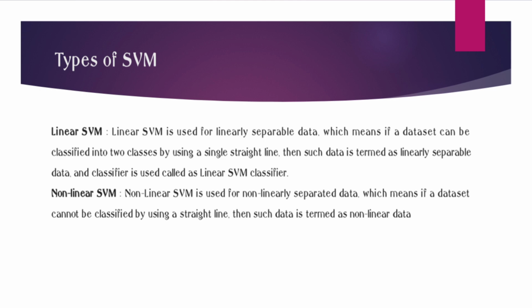Types of support vector machine: linear support vector machine and non-linear support vector machine. Linear support vector machine is used for linearly separable data, which means if a data set can be classified into two classes by a single straight line, then such data is termed linearly separable data, and the classifier is called a linear SVM classifier.